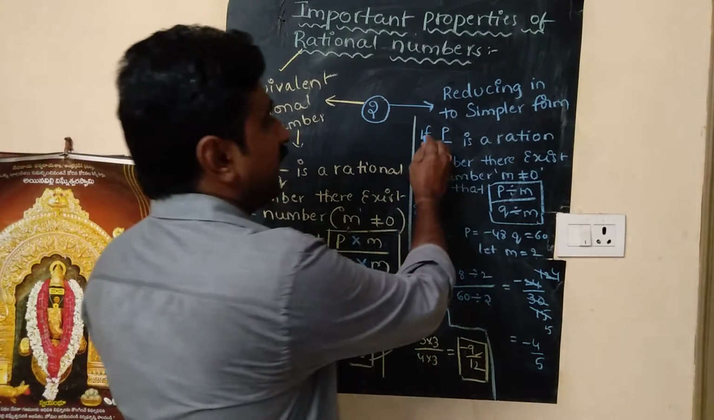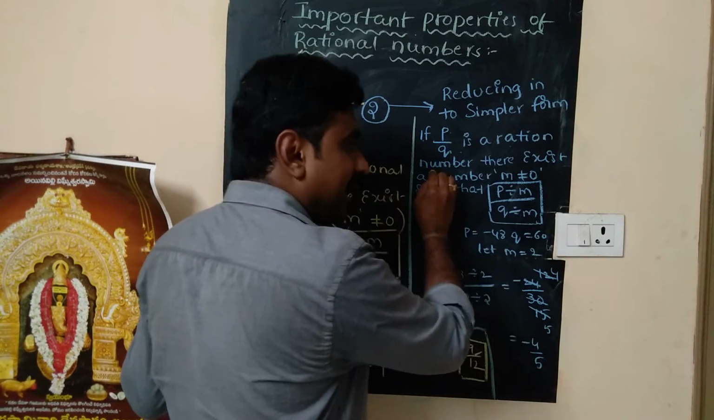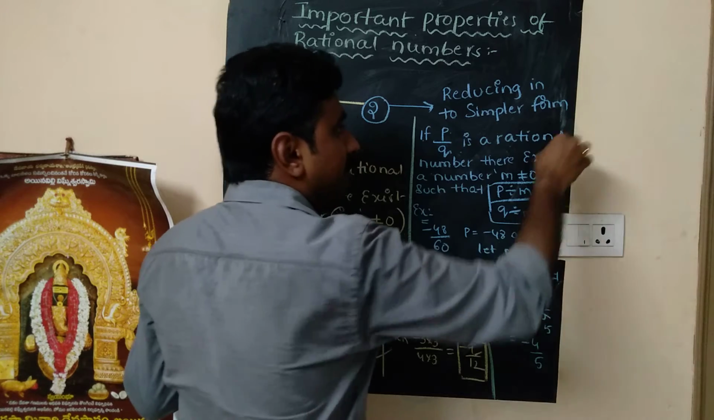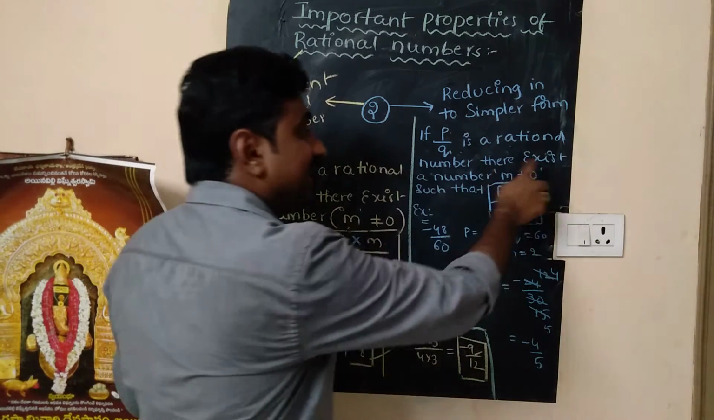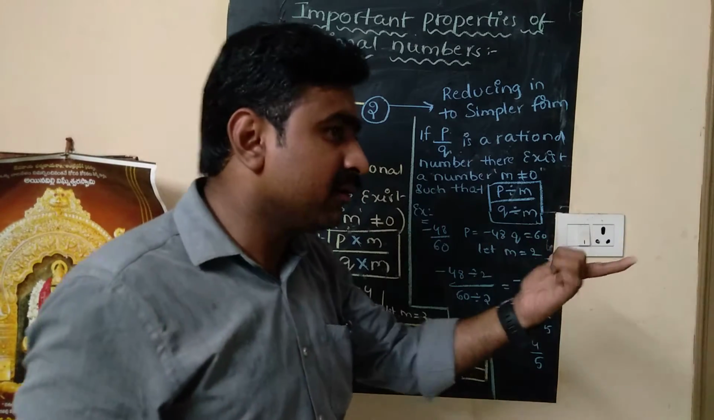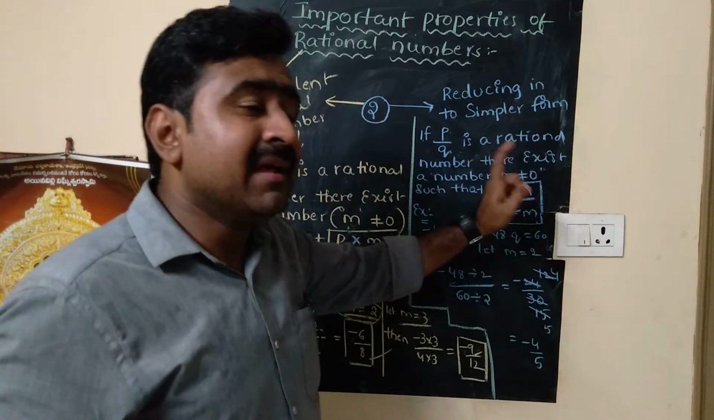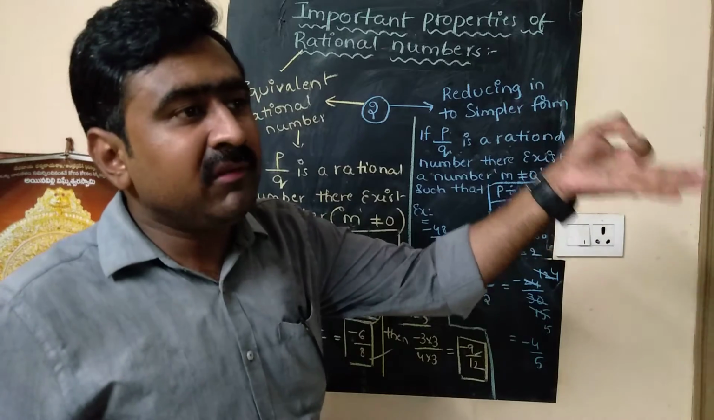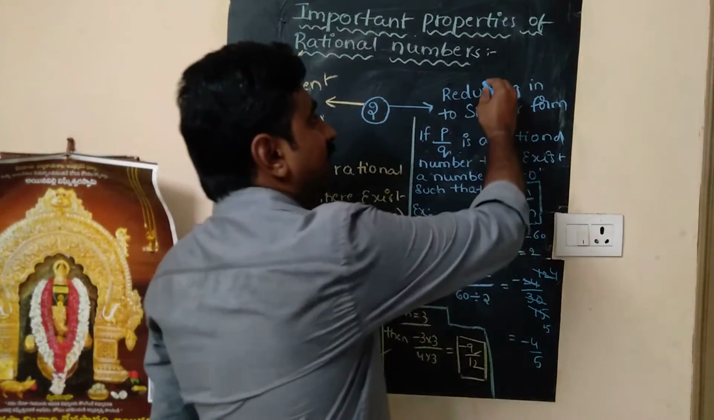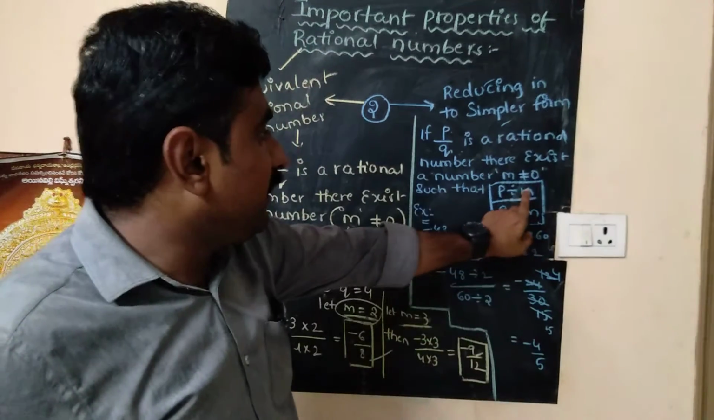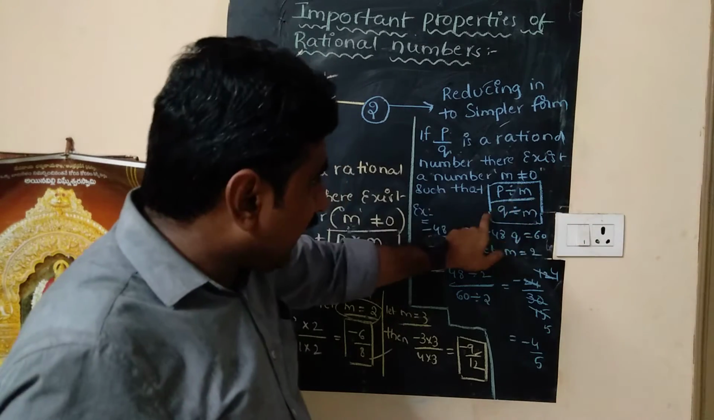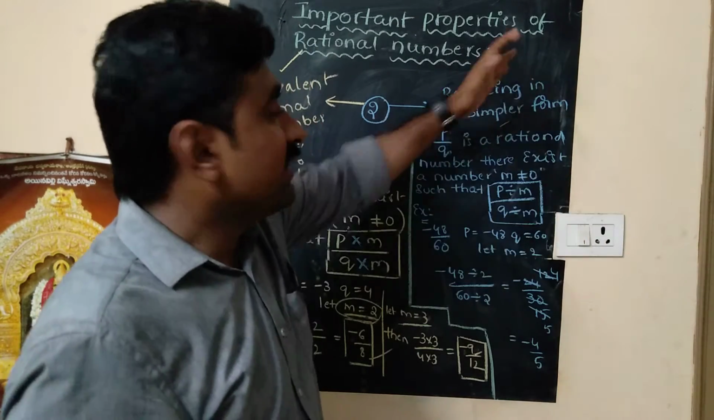Okay, let's listen. If p by q is a rational number, again the same definition, there exists a number, again nothing but m, correct or not? So there exists a number m such that m should be a non-zero integer, that is not equal to 0, and if I want to convert that into the simpler form, I have to divide m with p and m with q. That is p divided by m and q divided by m gives the simpler form.